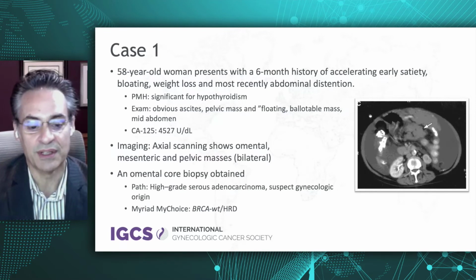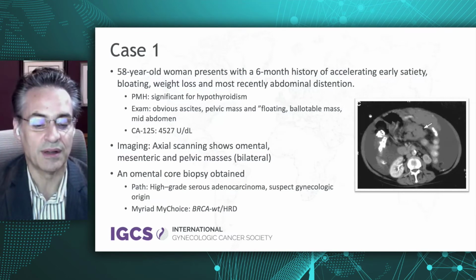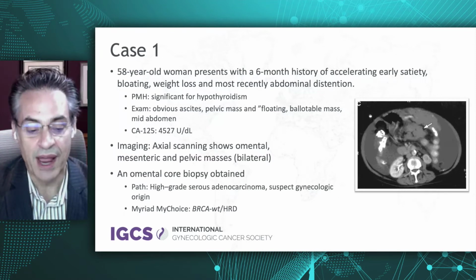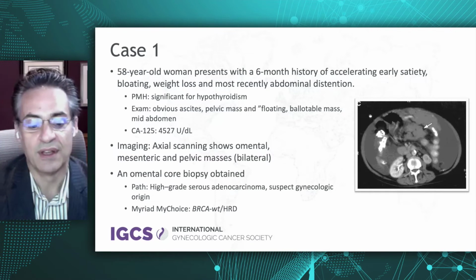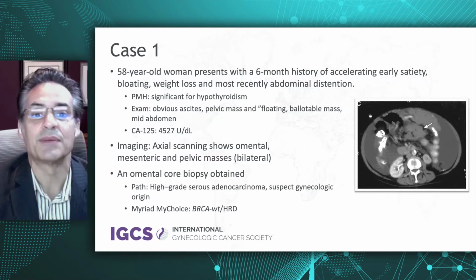And because the tissue was available, she did have an assessment for BRCA and HRD. She actually came back as wild type for BRCA mutation, but was found to have homologous recombination deficiency. So I'm going to turn this over to Dave. I'm going to stop sharing here.